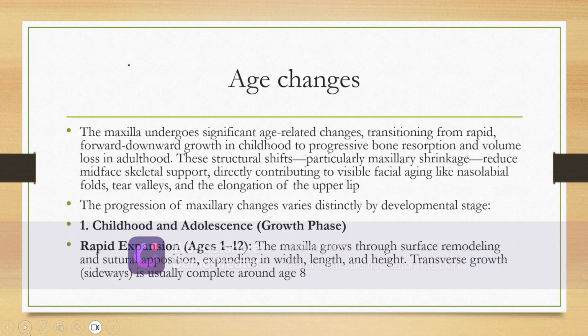The progression of the maxilla changes varies distinctively by developmental stages, like in childhood and adolescent growth phase. First of all, from childhood to adolescence there is a growth phase, with rapid expansion from age 1 to 12. The maxilla grows through remodeling and structural apposition. This remodeling and structural apposition we will discuss in ortho.